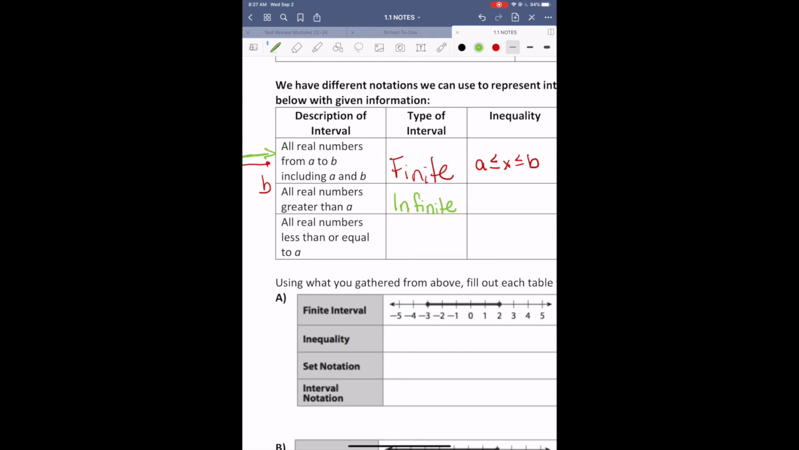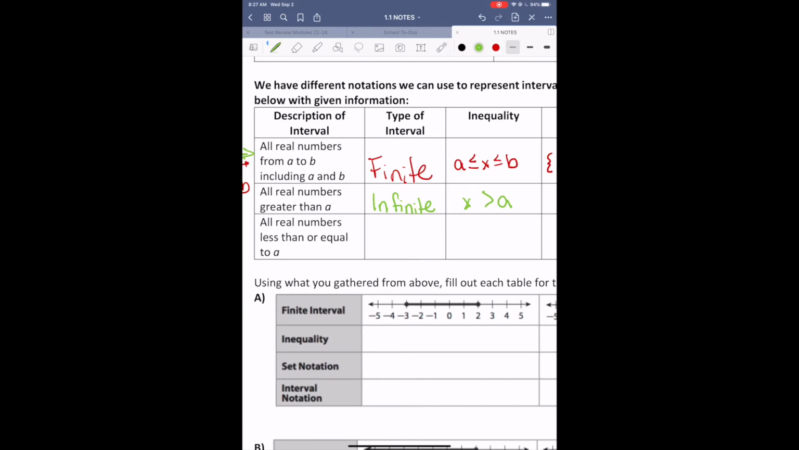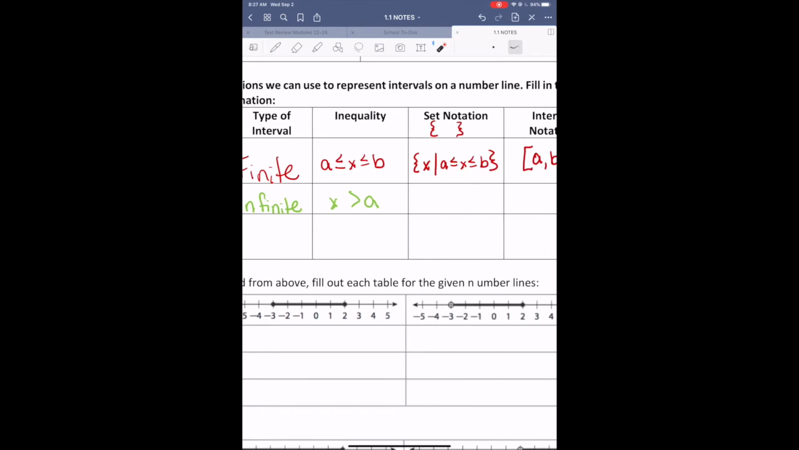Infinite interval, okay? How do we write it as an inequality? Well, we're looking at all values greater than A. Remember, this time we are not including A. It's telling us we are simply looking at greater than A. Set notation, once again, curly brackets, define our domain for x such that all real numbers greater than A.